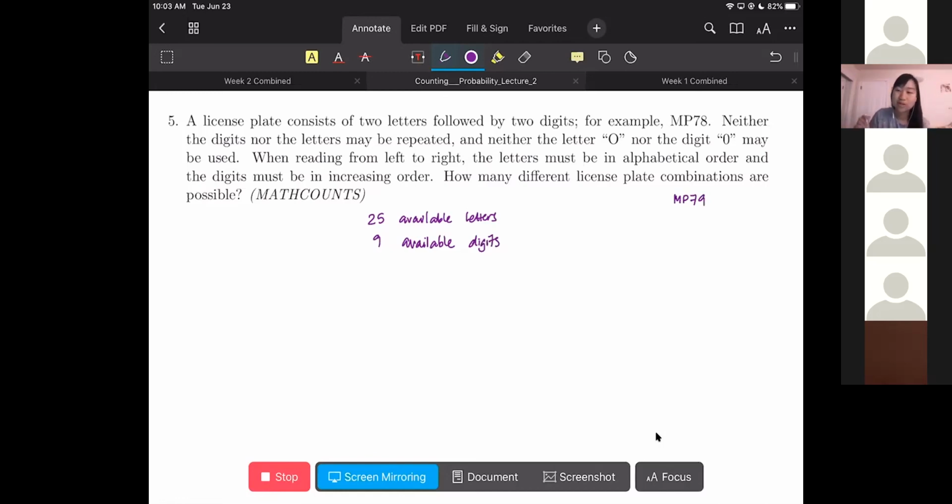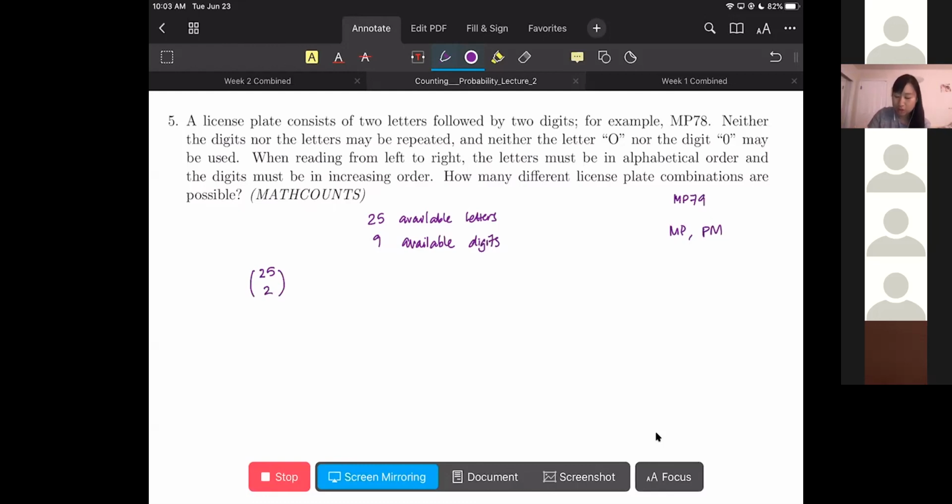So that's close. If you do 25 times 24, you're not going to get the alphabetical order because then you're counting both MP and PM. So the way I would do this is viewing this as a combination. If I choose 2 letters out of 25, I'm going to get 2 distinct letters. And then for every pair of 2 distinct letters, there's 1 way to put it in alphabetical order, right?